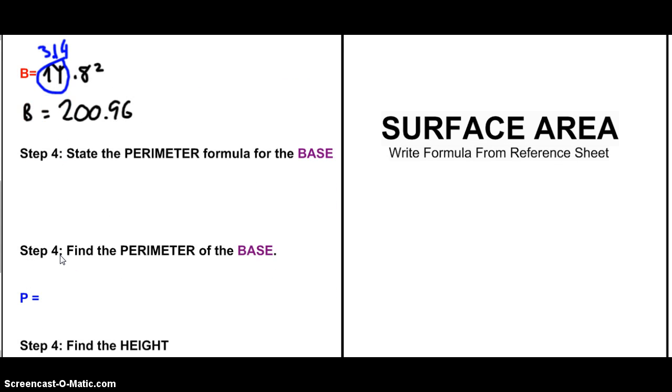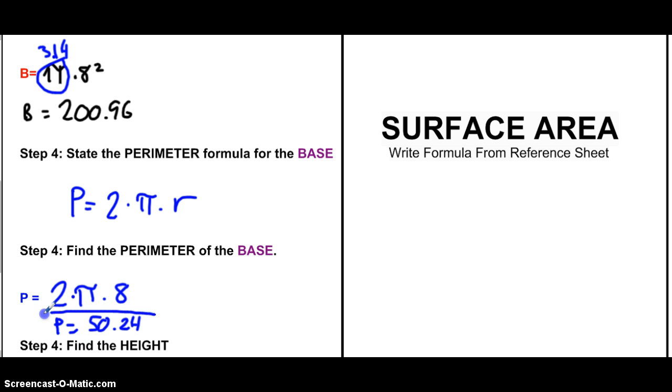All right, going down, state the perimeter formula for the base. Now, our base is a circle, so to find the perimeter, we know the perimeter is going to be 2 times pi times the radius. We just looked that up. So let's find the perimeter. So that's just going to be 2 times pi times 8. We put that into the calculator, and let's see what we get over here. This would be P is equal to 50.24. All right, that is our perimeter.